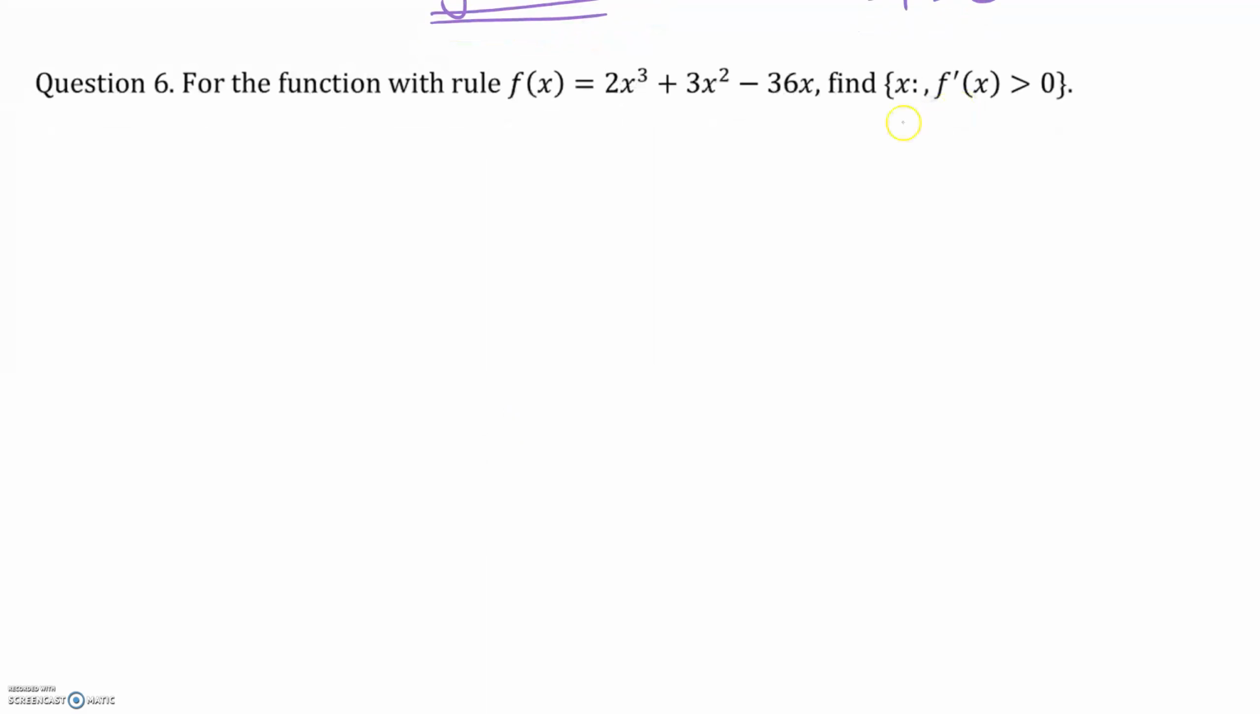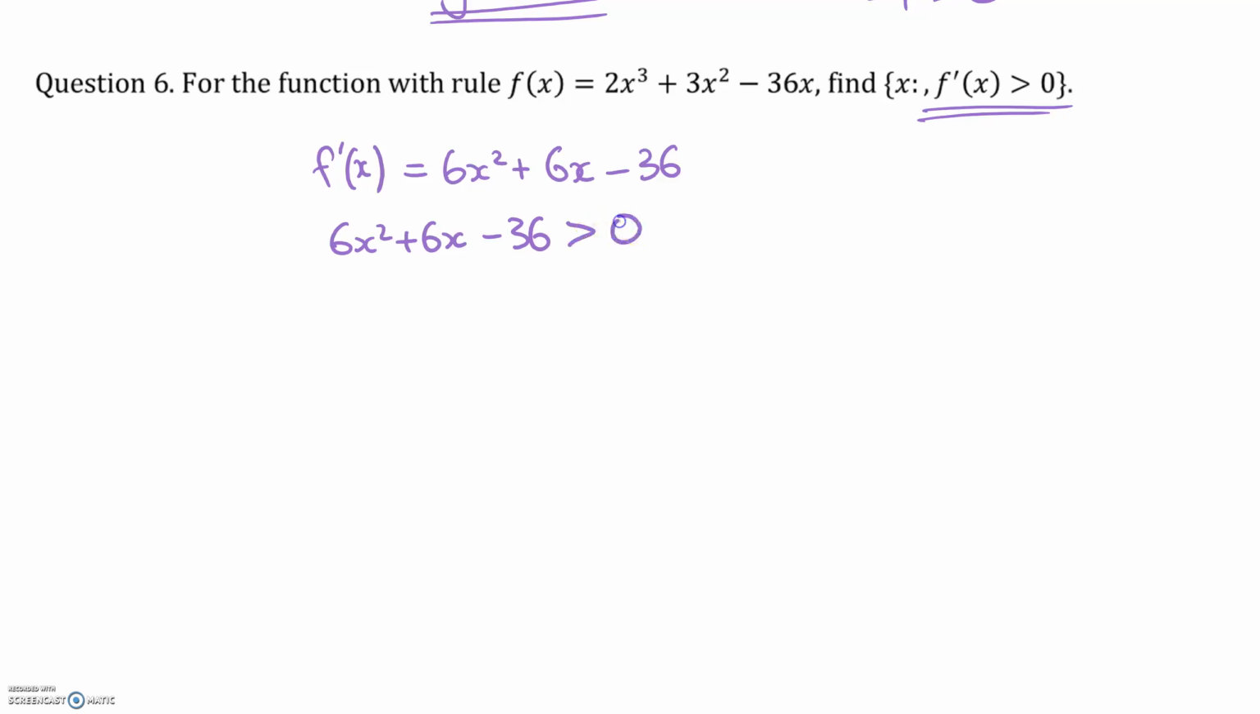So this is really just saying, where is there a positive gradient? Because this is our gradient of our function, and it's just asking for when it's greater than 0. So all I'm going to do is differentiate the function. I'll get 6x squared plus 6x take 36. Now, considering that I'm looking for when this is greater than 0, I want to know when 6x squared plus 6x take 36 is greater than 0, and for what values of x this occurs.